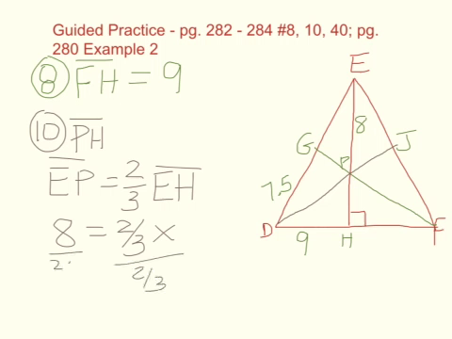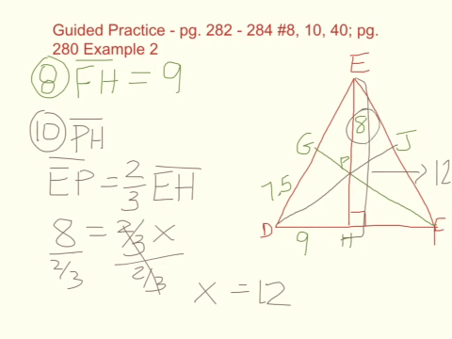And you guys might know just in your head that 8 is 2/3 of 12. So the whole segment of EH is 12. This whole segment here is equal to 12. If the whole segment is 12 and this little part is 8, that means the other little part from P to H would have to be 4. So PH is equal to 4.